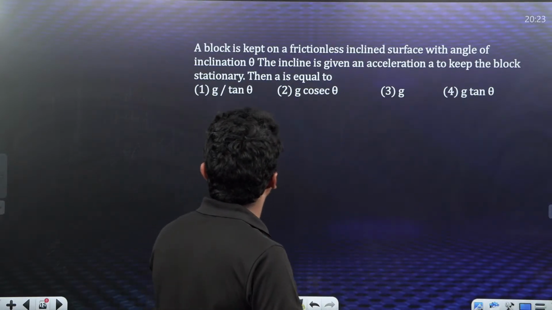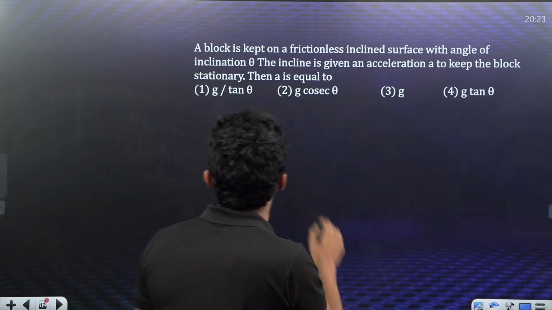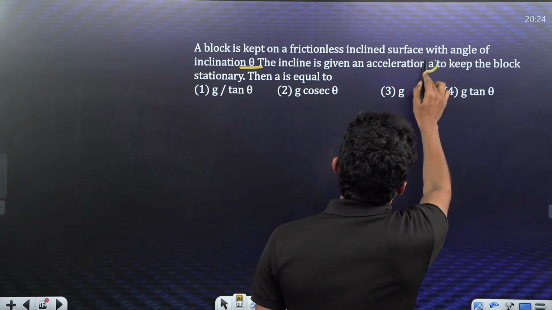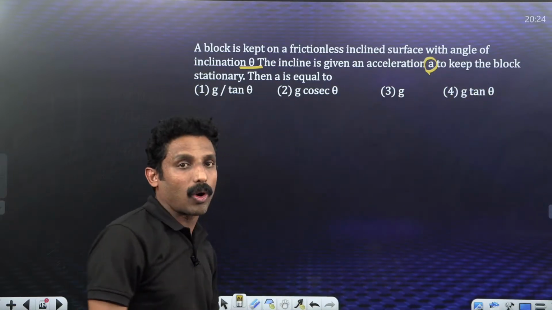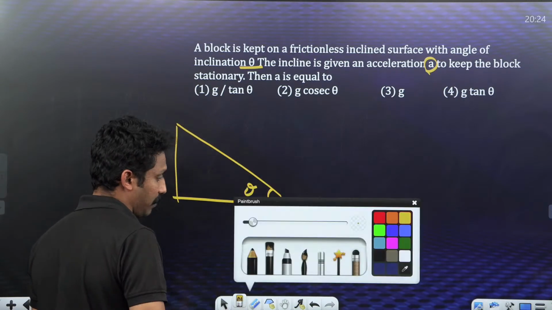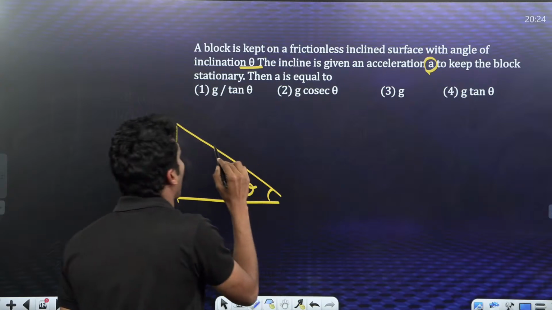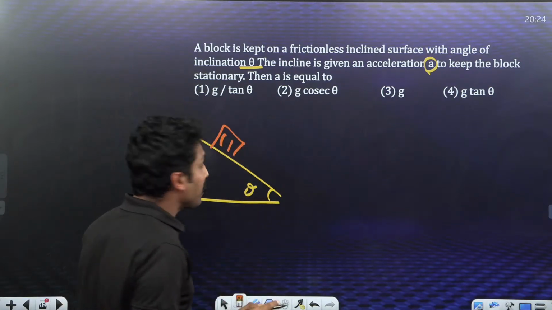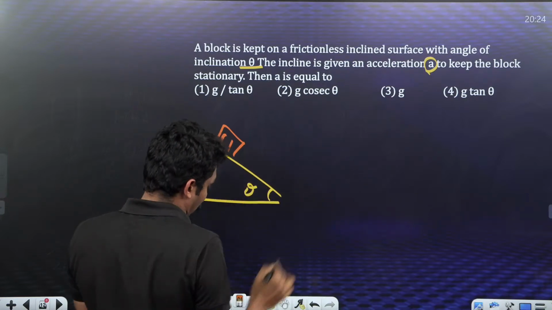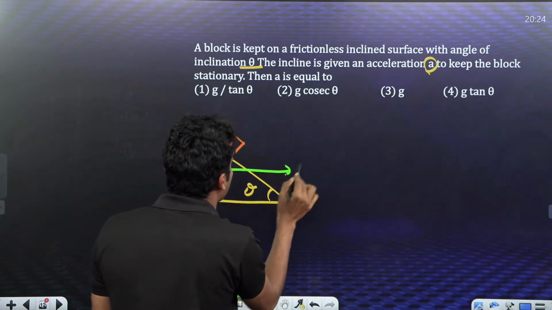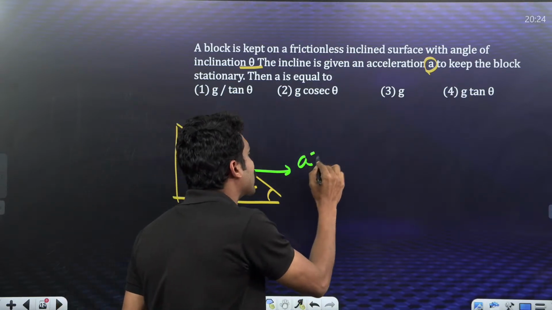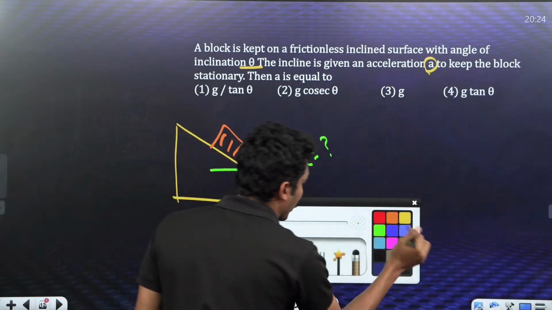A block is kept on a frictionless inclined surface with angle of inclination theta. The incline is given an acceleration a to keep the block stationary. Then what is the value of a? Consider an inclined surface of inclination theta. Here a block is placed on this inclined plane. In order to keep this block stationary, we can accelerate this inclined plane. Then what is the value of this acceleration is asked. I think you understood the question.